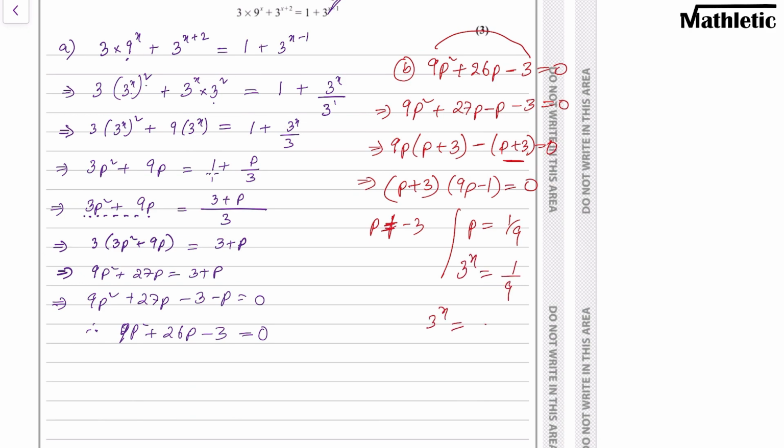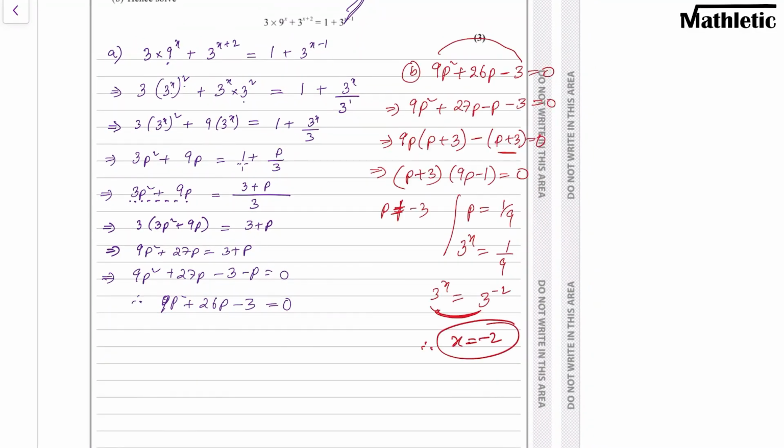So 9 can be expressed as 3 to the power minus 2, right? As in 1 by 3 square, and when you shift this 3 square to the numerator, you get a minus 2. So 3 to the power something, 3 to the power something. So if you compare the power, you get x equals minus 2.